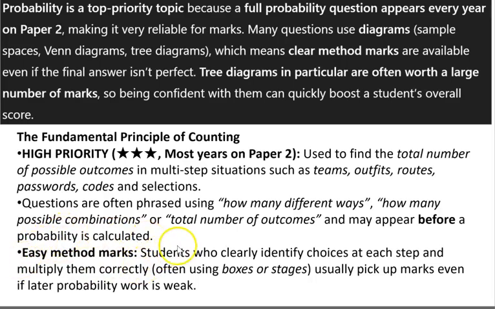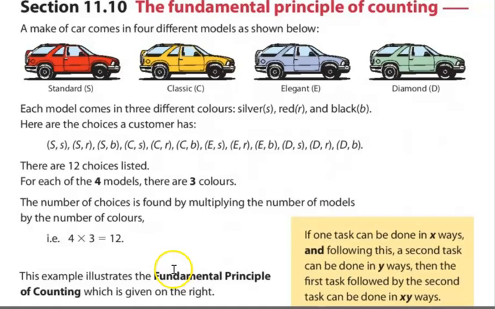Easy method marks. Students who clearly identify choices at each step and multiply them correctly, often using boxes or stages, usually pick up marks even if later probability work is weak.